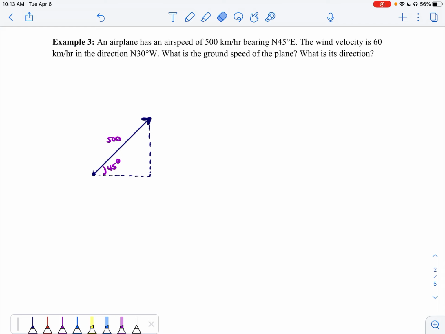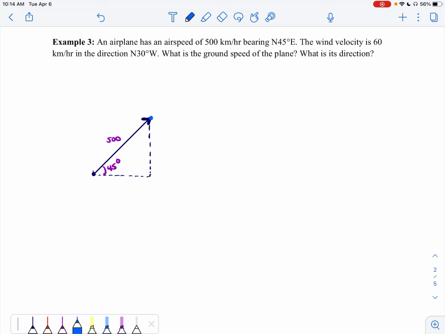Now it says the wind velocity is 60 kilometers per hour. So the wind velocity is going to be adding to the plane velocity. If we're thinking of adding vectors, we're going to use our tip to tail method in order to add our vectors together. So starting at the tip of our plane vector, I'm going to add the wind vector.